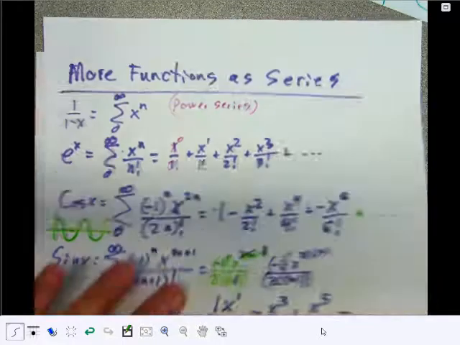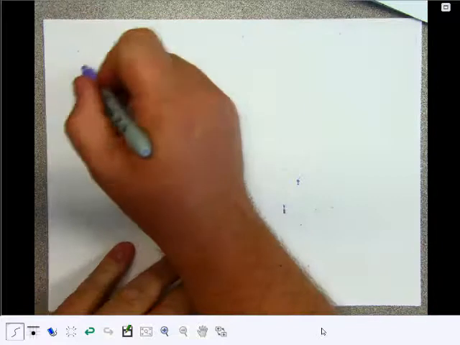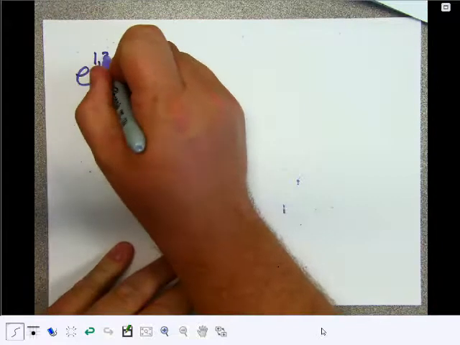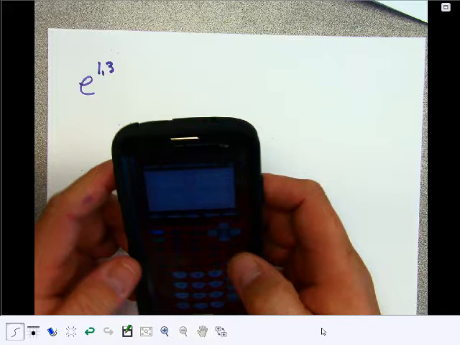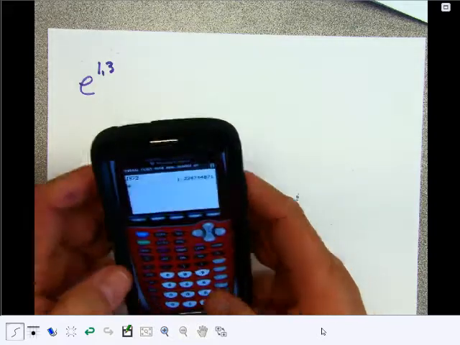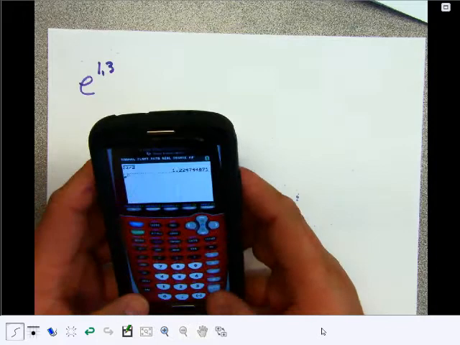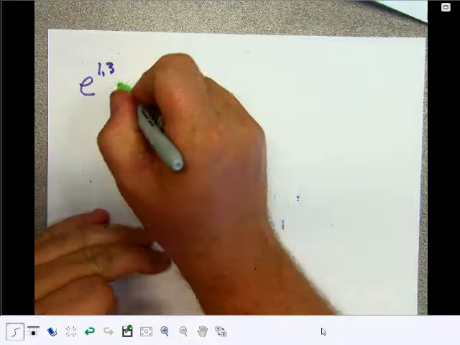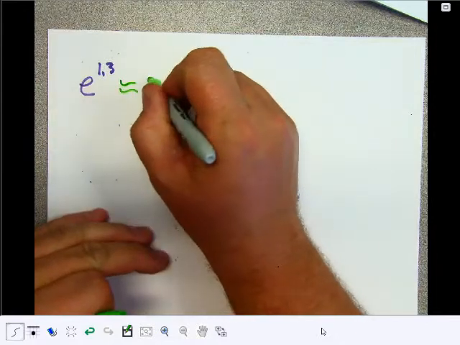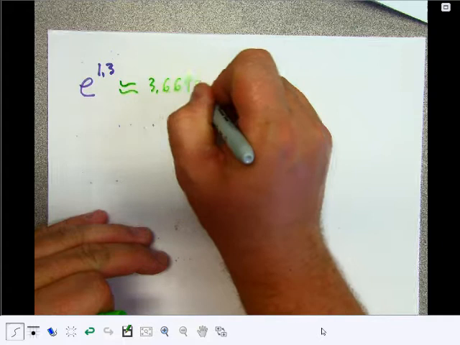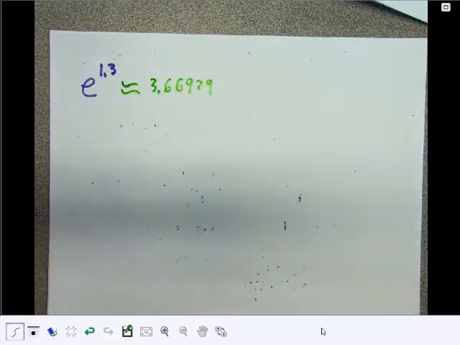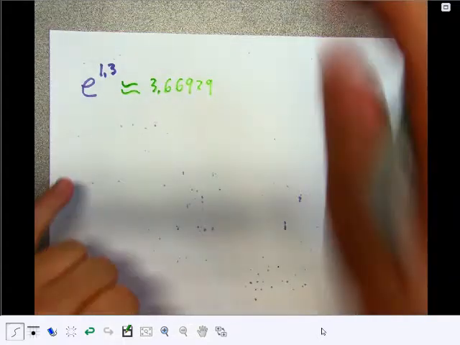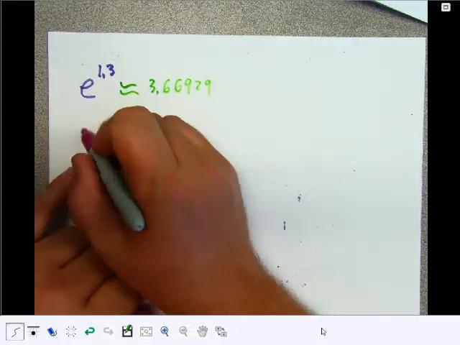To that end, let's go ahead and do a problem. If I want e to the 1.3, I could get it in fairly short order by simply going to my calculator, using second e raised to the 1.3, and the calculator approximates it to 3.66929. However, what we can do is use our formula, and let's use the 4th partial sum.